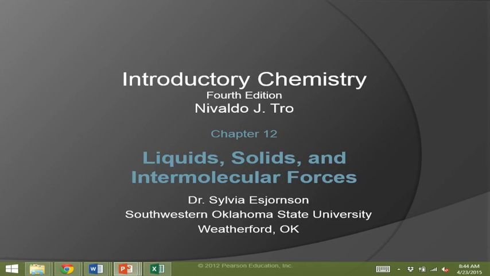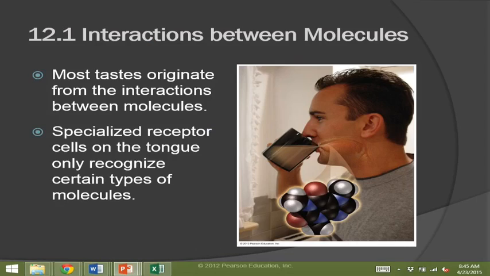Chapter 12, Liquids, Solids, and Intermolecular Forces. In Chapter 11, we talked all about gases, and now we're going to lump liquids and solids together in one chapter.